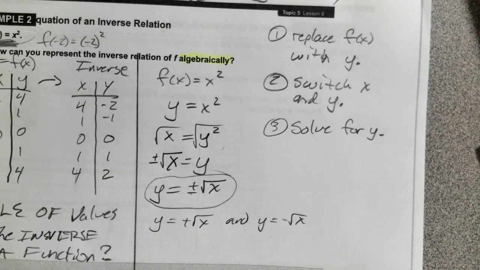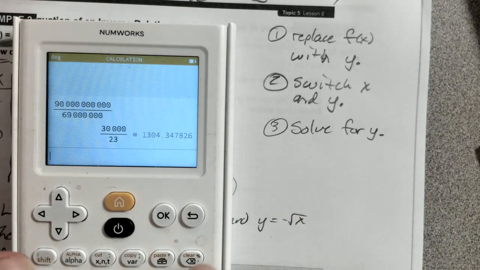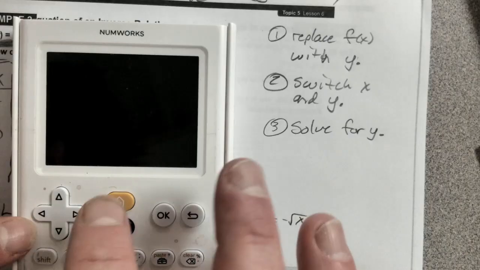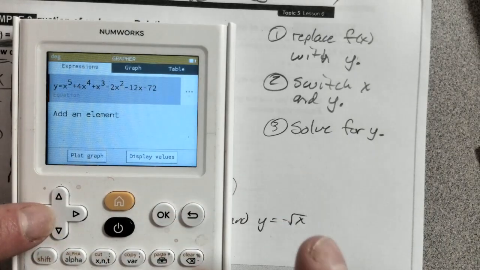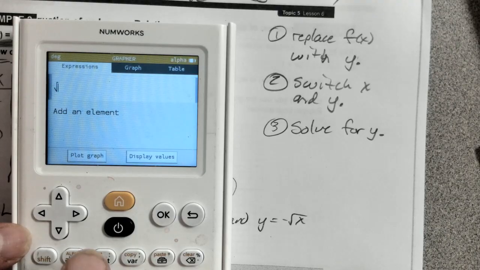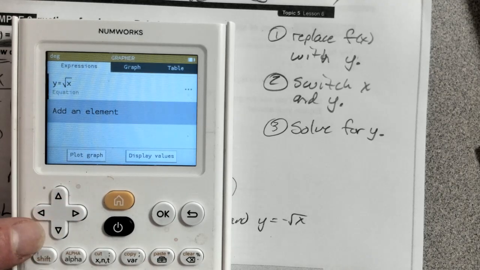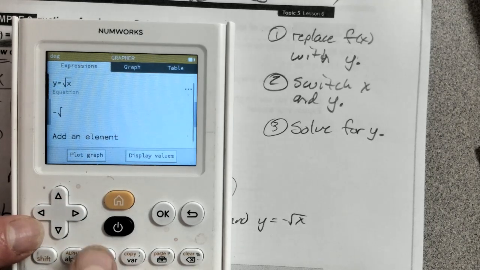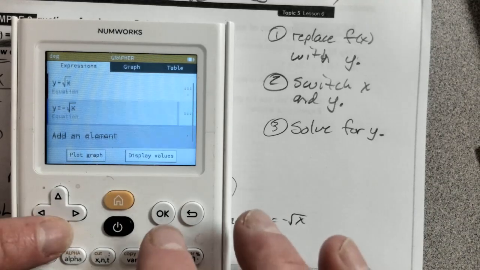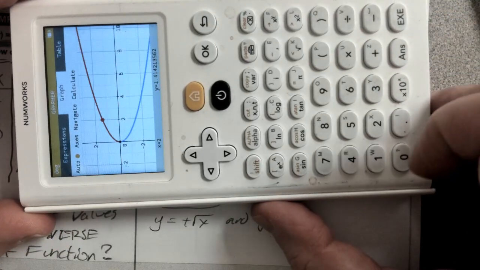So, if I were to look at that on a graph, where did my calculator go? There she is. If I wanted to see what that looks like, I would go here, home. We're going to graph this. I'm going to clear that out. I want to say that y equals the square root of x. Okay, and then I also want y equals negative square root of x. Okay, and when I go graph these, what does that look like? A parabola.